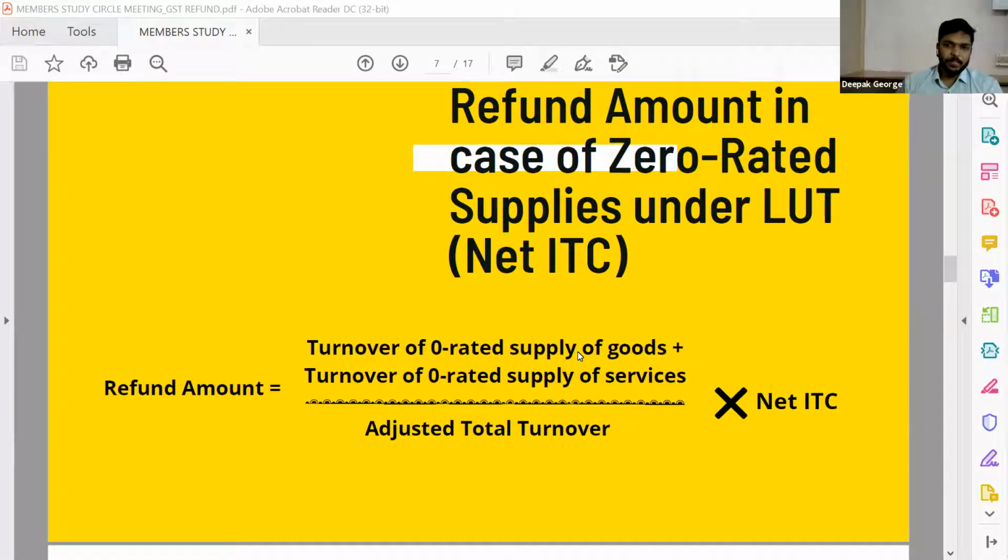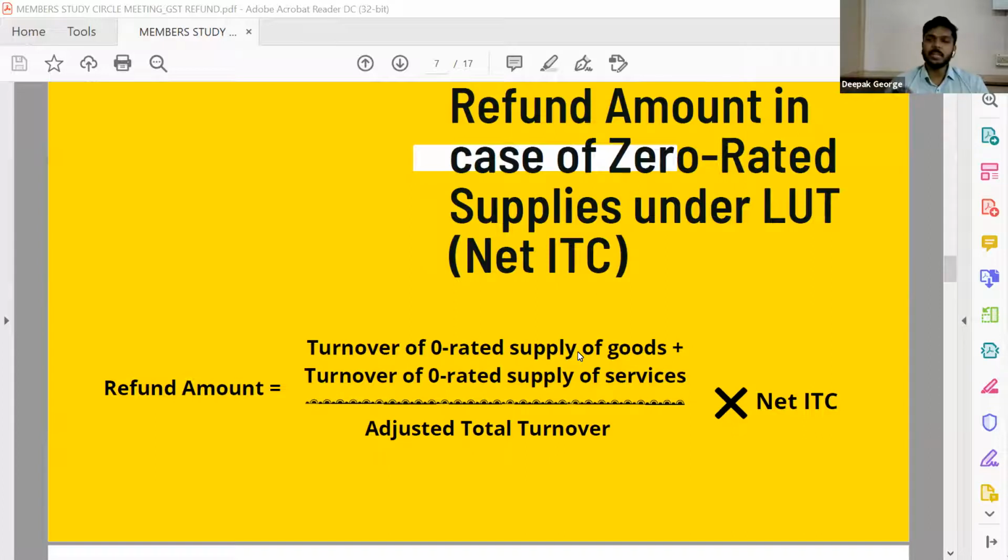And you see the denominator is again turnover of services. I'll come to that. But for a company who are both engaged in domestic and export, or for a company who are engaged in export of goods and services, this formula becomes very relevant and confusing. So as you can see on the PDF, the refund amount is equal to, on the numerator, you have two turnovers: turnover of zero rated supply of goods and zero rated supply of services. You add that together, you get your total turnover divided by adjusted total turnover.